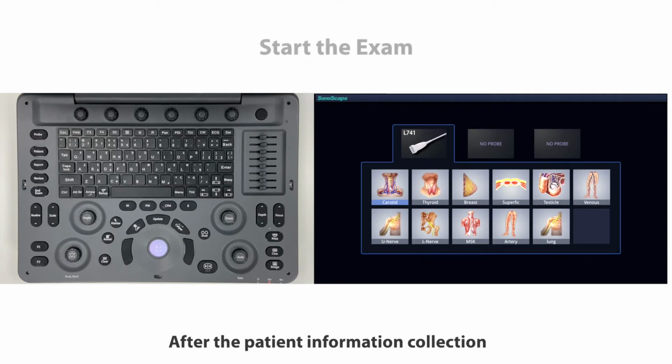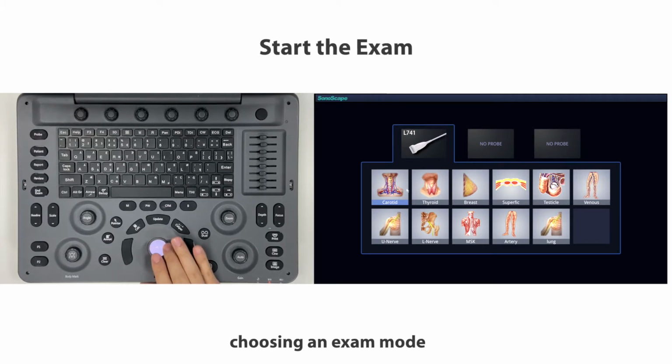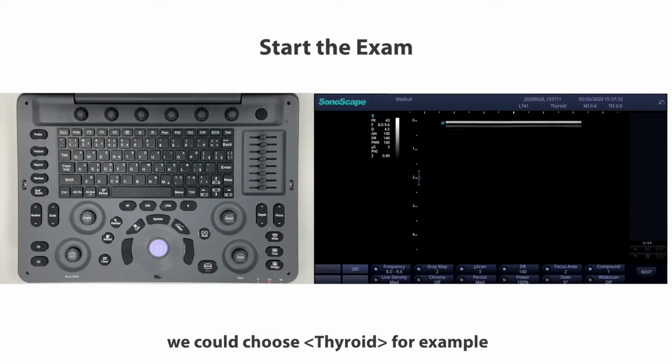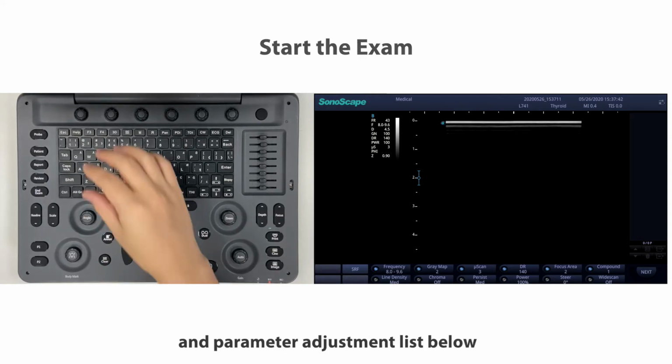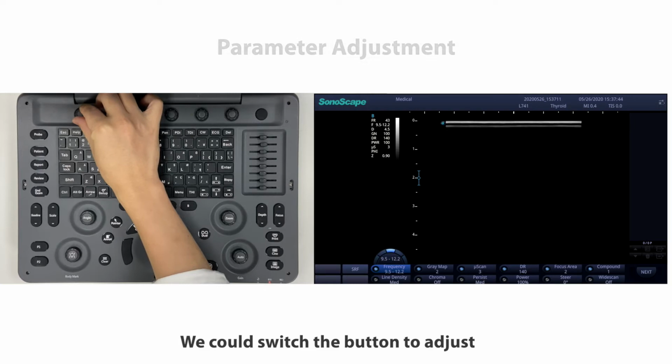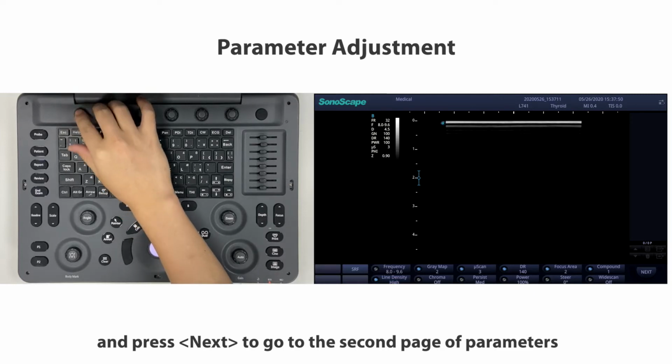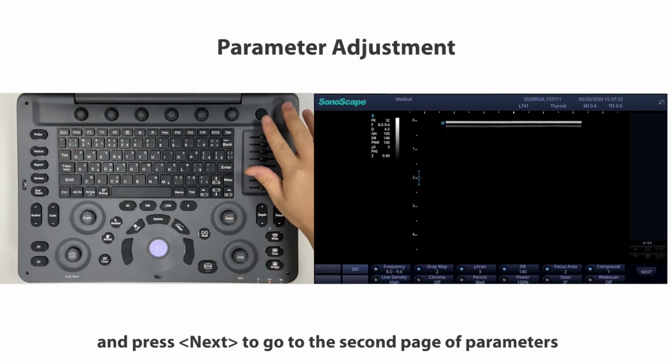After the patient information collection, we could begin the exam by the first step, choosing an exam mode. Here is the exam mode display. We could choose thyroid, for example. It enters the B mode live scanning, with the image area displayed in the middle of the monitor and the parameter adjustment list below. We could switch the button to adjust or press the button to change the adjustment item, and press Next to go to the second page of parameters.